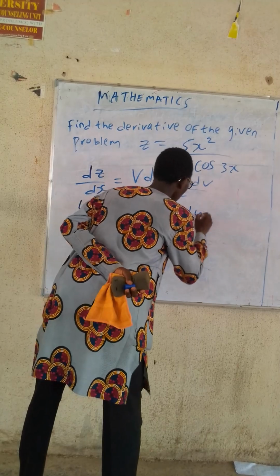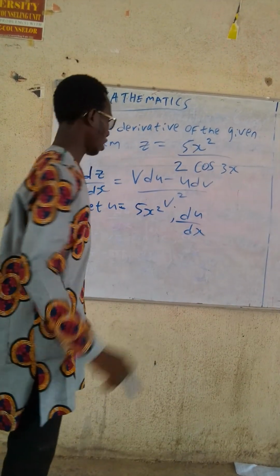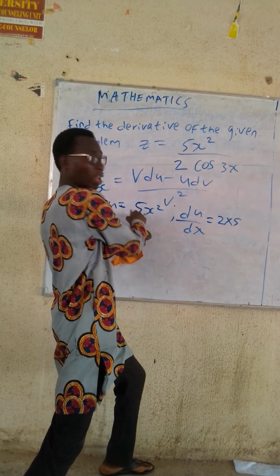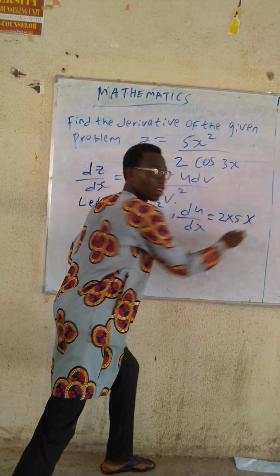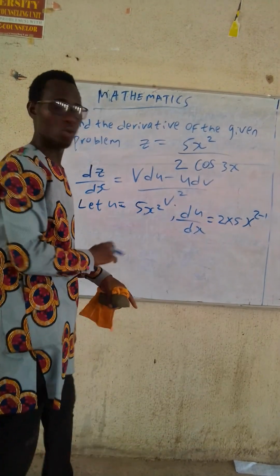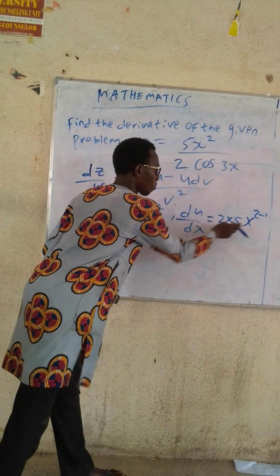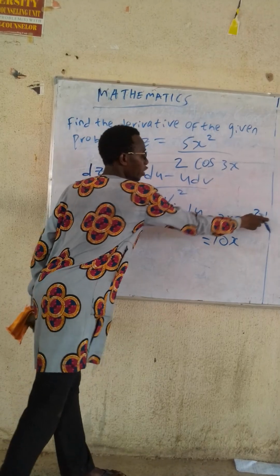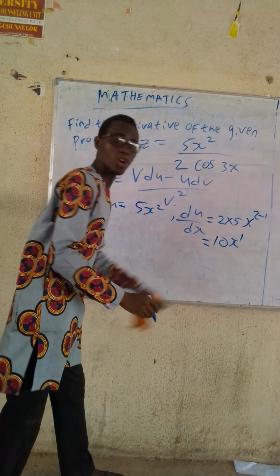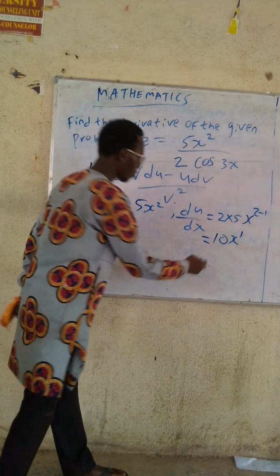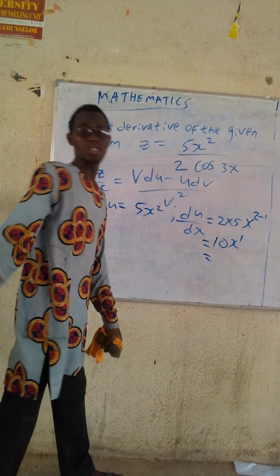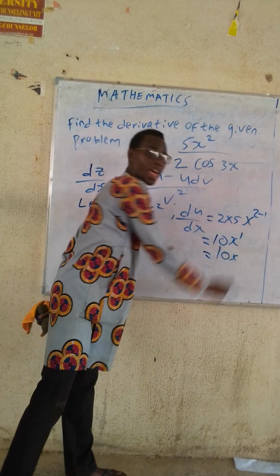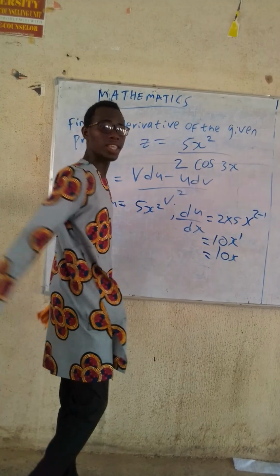So the derivative of u with respect to x now is what? We have 2 multiplied by 5, then we have x raised to power 2 minus 1. Have you seen that now? So you're going to agree with me that 2 multiplied by 5 is 10, we have x, and 2 minus 1 is 1. 10x raised to power 1 is the same thing as 10x. So we have 10x.